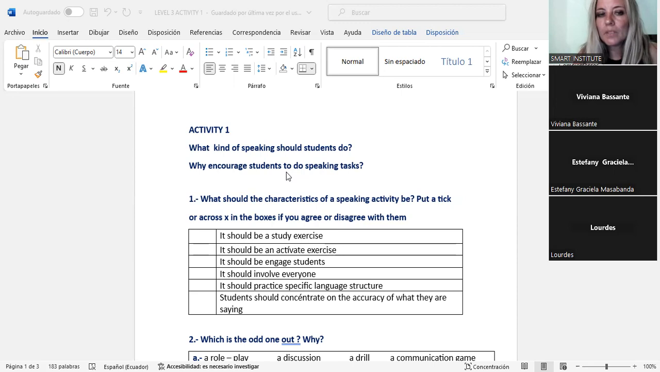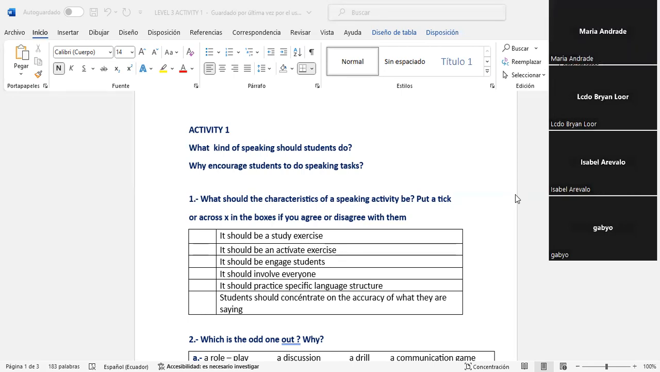Okay. Question number one, who wants to start? What kind of speaking should a student do? Gabby, what kind of speaking should a student do? Brian, what kind of speaking should a student do? Okay, according to the strategies, the speaking should be through a closed activity because it involves and engages the students to participate and feel free about their thinking and considering the occurrence. Yep, that's what I think the students should do. Okay.